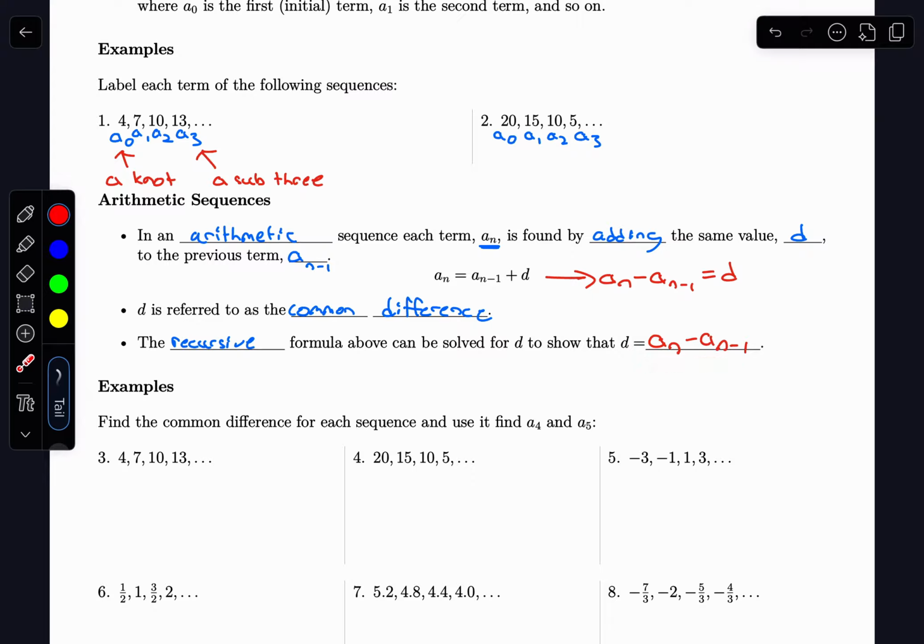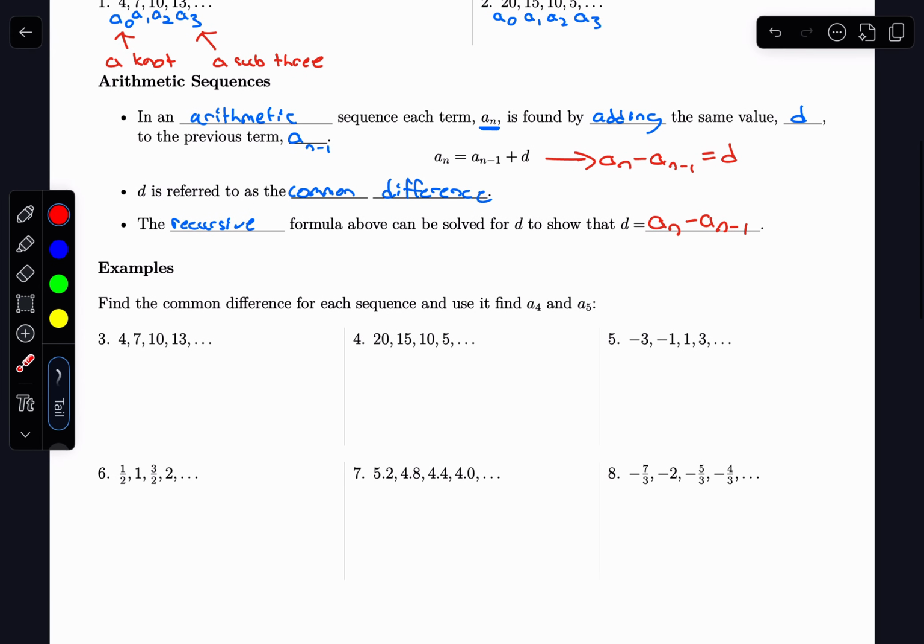All right, so a common difference is the difference of terms that is the same for every set of two terms. Now we also have this word recursive here. We're going to have an explicit formula on the next page, but for this one, we call this a recursive formula because the way this formula works is that it gives you only the next term. It does not, however, give you a term way in the future. You have to go one term at a time in order to get there. We're going to talk more about that on the next page.